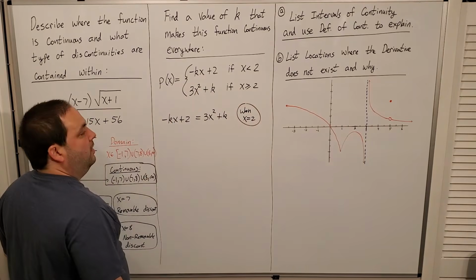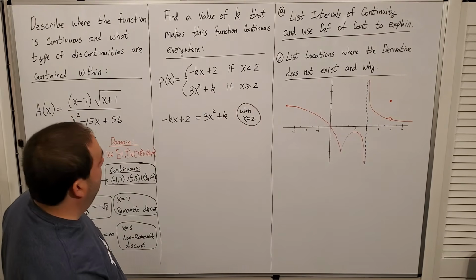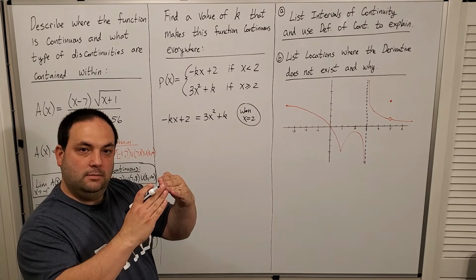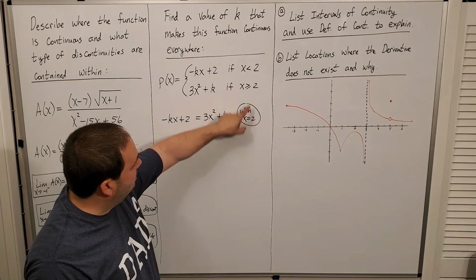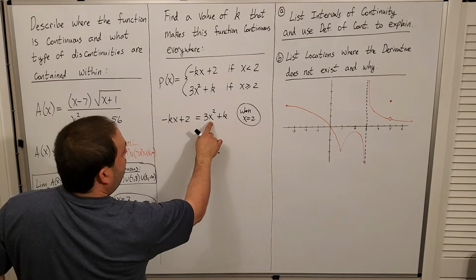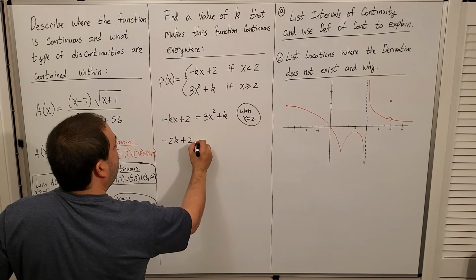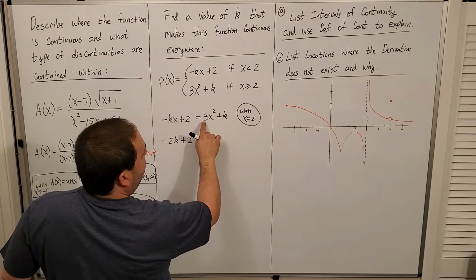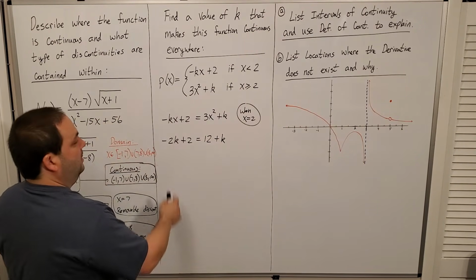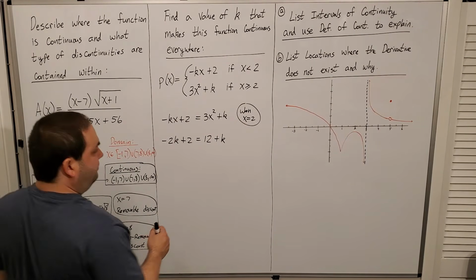when x equals 2. I could have just plugged 2 in, that's what I'm going to do next, but I wanted to show the step. These two pieces have to be equal. They have to meet at the same y value when x equals 2. So I plug in 2 for my x. I'll get negative 2k plus 2 is equal to 3 times 2 squared. That's 12 plus k. Now I've got an equation that's linear in k that I can solve.